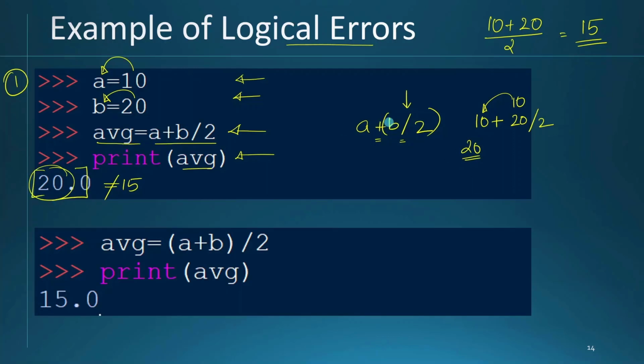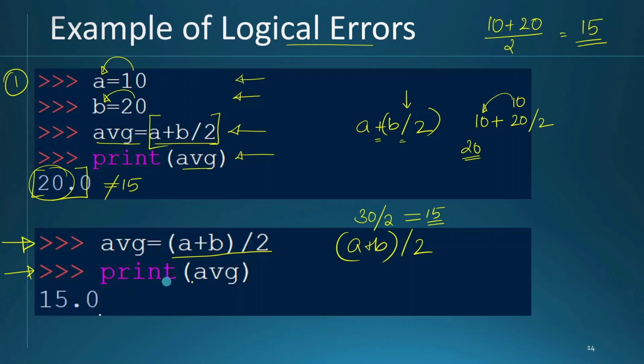Now that we have identified our logical error in this expression, let's see how to fix it. To fix it, you can write your expression like this: A plus B in brackets, divided by 2. Now first A plus B will be done, so 10 plus 20, 30, will be evaluated. Then it will be divided by 2 and the result will be produced as 15. Now you can see if I print average, it comes as 15. So this is an example of a logical error.